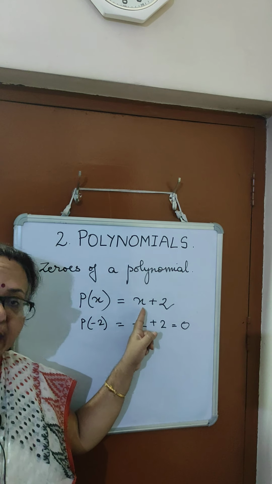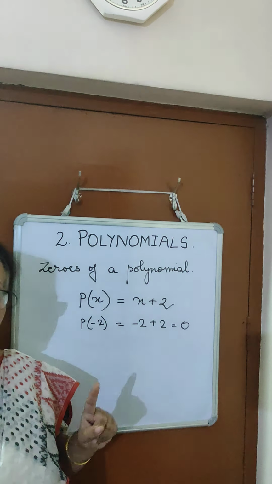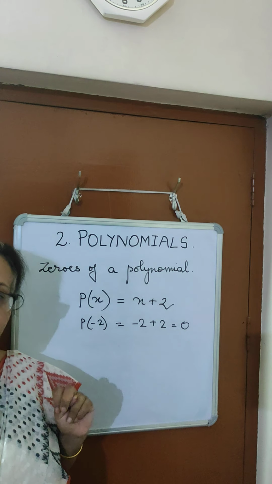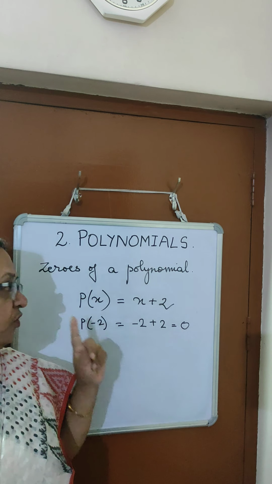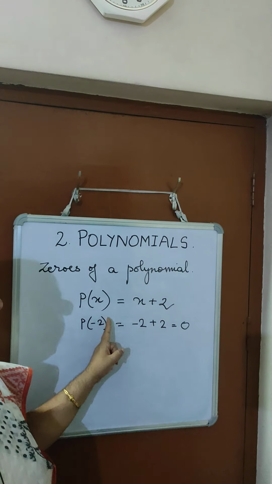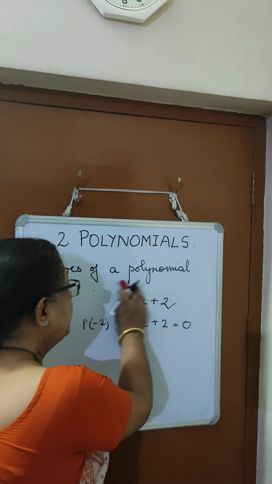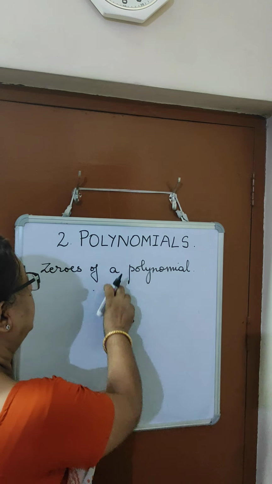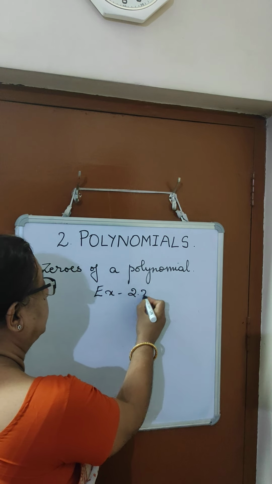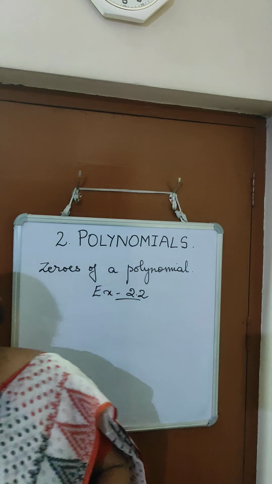Now, for a linear polynomial, there will be maximum 1 zero. For a quadratic polynomial, maximum 2 zeros, and so on. So, understood what is a 0? That value of the variable for which the value of the polynomial becomes 0. Now, based on this, you have your next exercise, that is exercise 2.2. Now, let us see a few sums from this exercise.